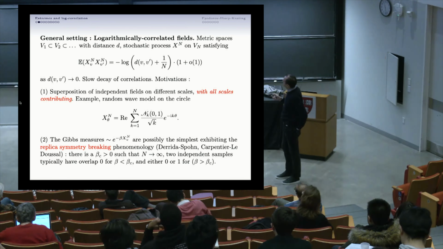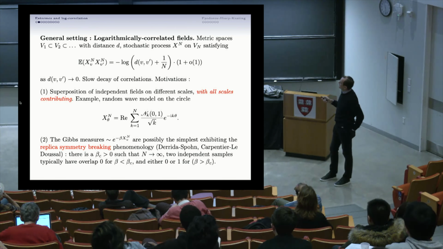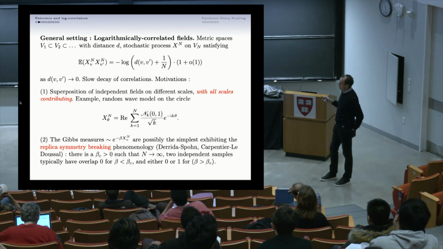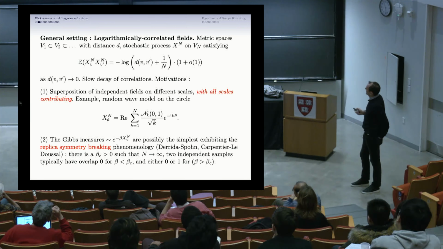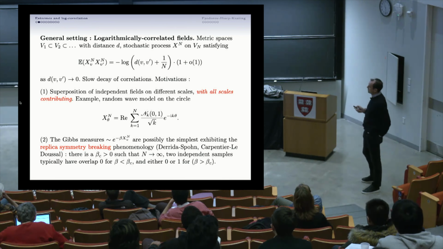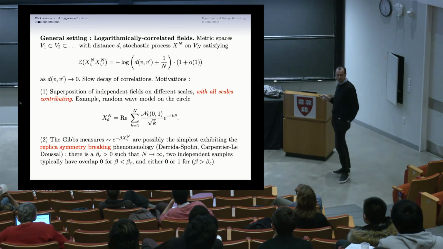Another reason, which I find quite compelling, is that now if you have such a field and you look at the Gibbs measure it generates, so you just put some weights, exponential minus beta X_v, then it has been argued by physicists, in particular Derrida-Spohn, and in much more generality Carpentier-Le Doussal, that this is possibly the simplest model exhibiting some replica symmetry breaking, meaning that if you have a correlation which is stronger, it will not happen, and if it's weaker, it will not happen either.